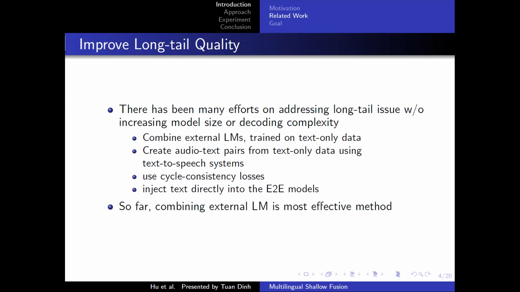One approach is to combine external language models, which are trained on text-only data. Another approach is to create audio-text pairs from text-only data using text-to-speech systems. The third approach is to use cycle consistency losses. And the fourth approach is to inject text directly into the end-to-end model's training. So far, combining an external language model is the most effective method.